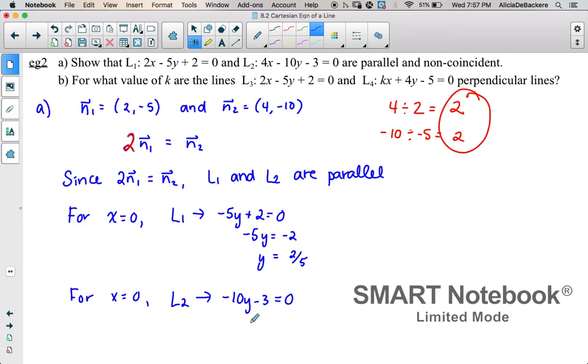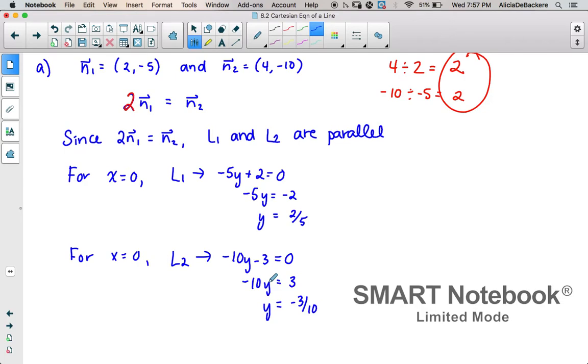And again, I'm solving for y here. And you can probably already see it. This is not the same height. And so that shows me that these two lines are parallel but not coincident. They have at least one different point on them, so they can't be on top of each other.